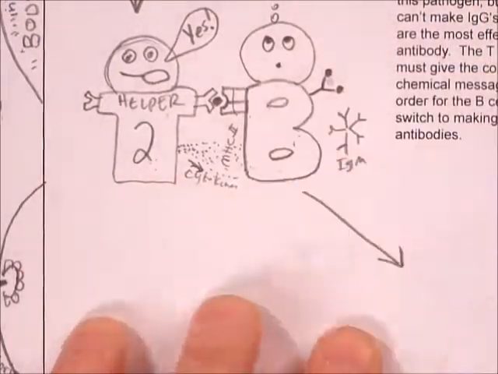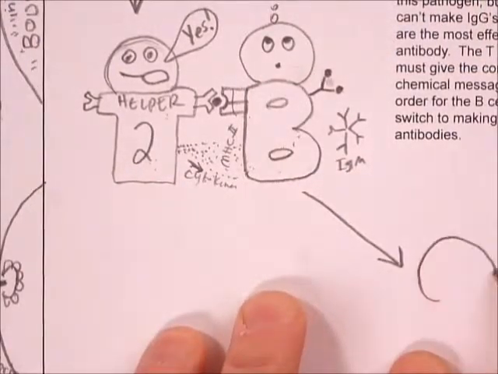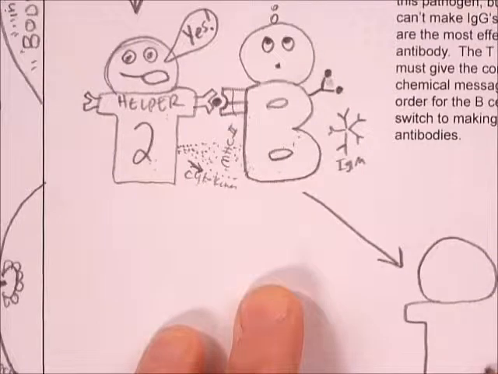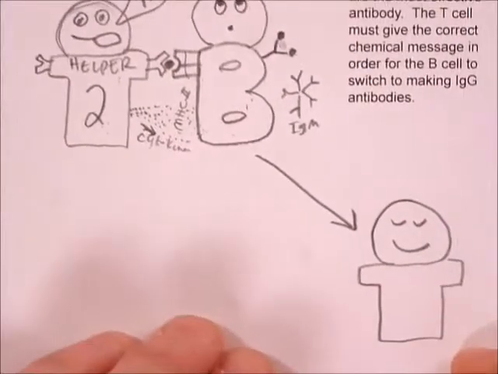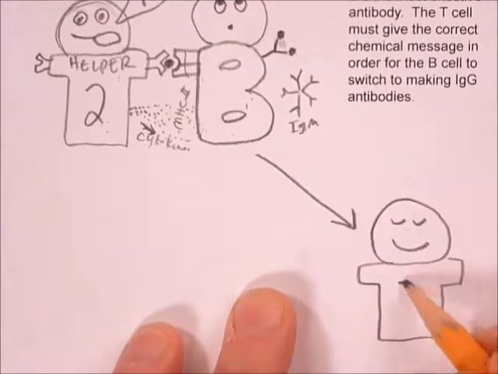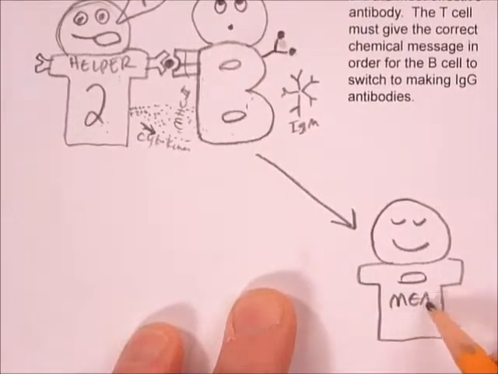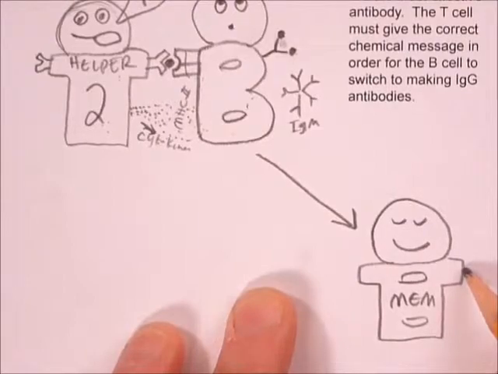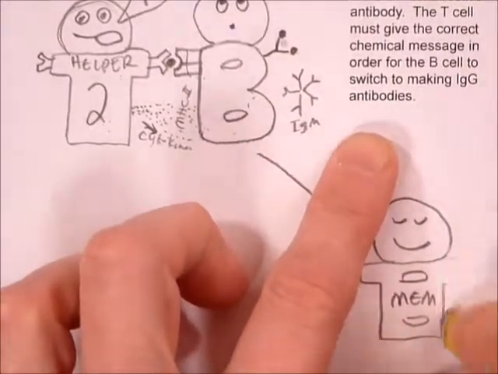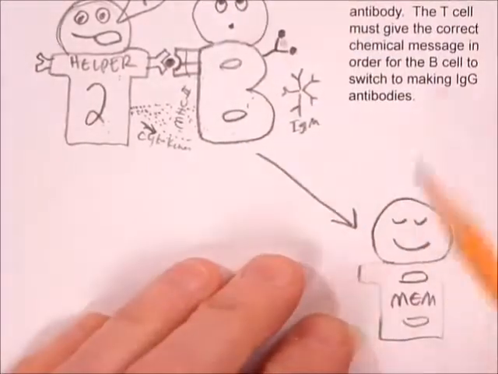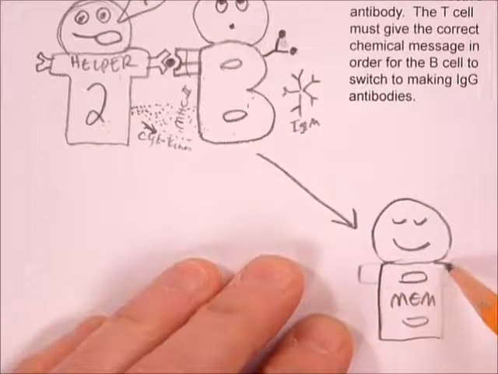And just like we saw over with the T cell, a few of those replicas are going to be put to sleep. A few of them are going to be told, and I'm going to put mem on his chest. Whoops, I'm sorry, I made him look like a T. Accident there. Make him look like a B.